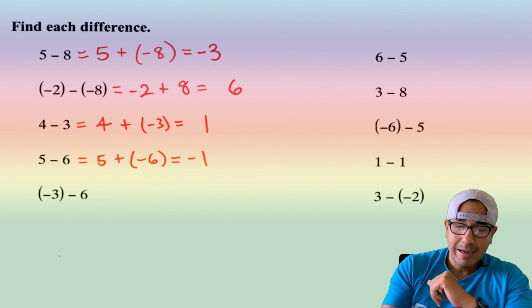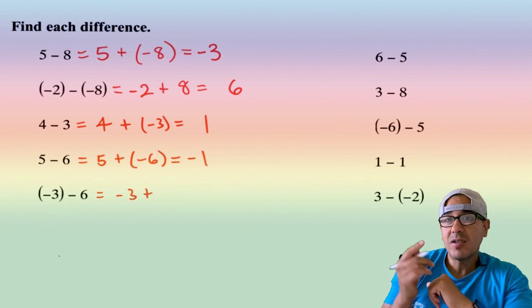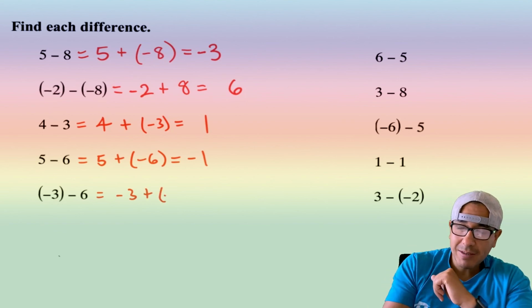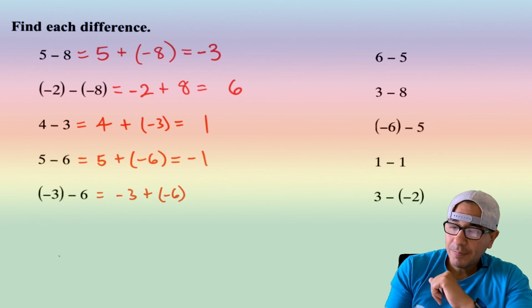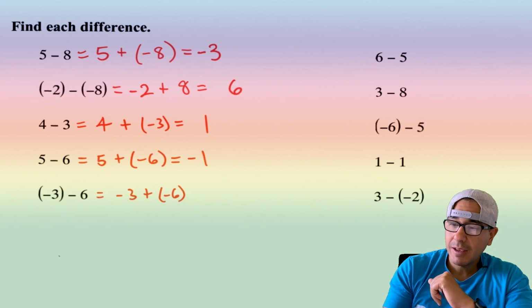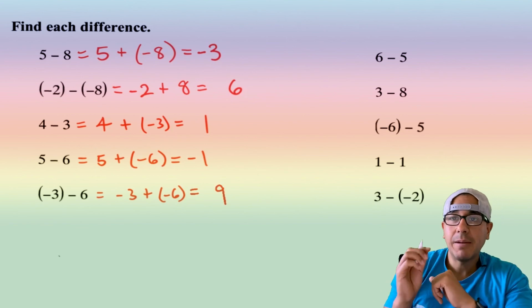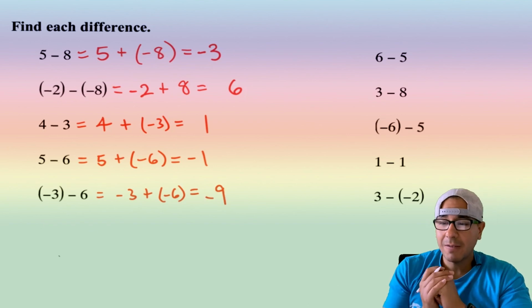All right, last one. We got negative 3. Change that subtraction to a positive. Change that 6 to a negative 6. And if you notice here, now we're adding two negative numbers. So what did we say? Well, we just add 3 plus 6, which is 9, and keep their sign, which is negative.